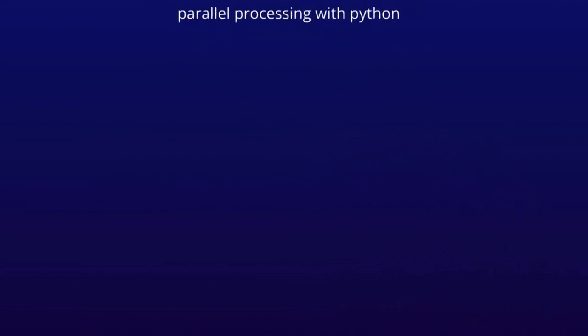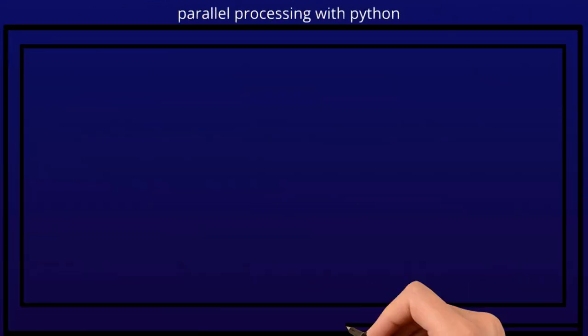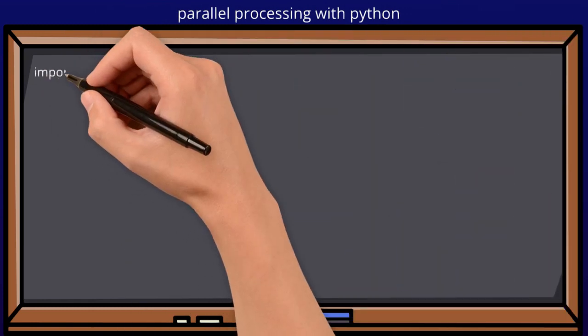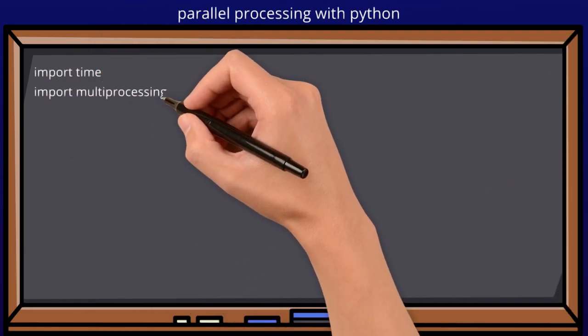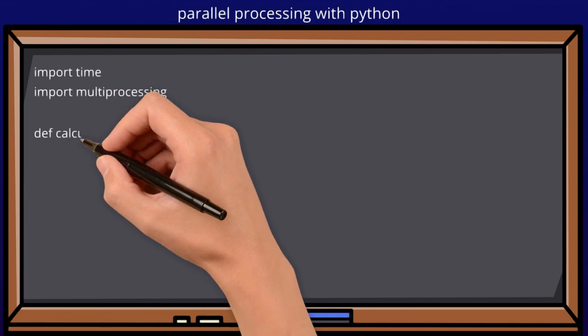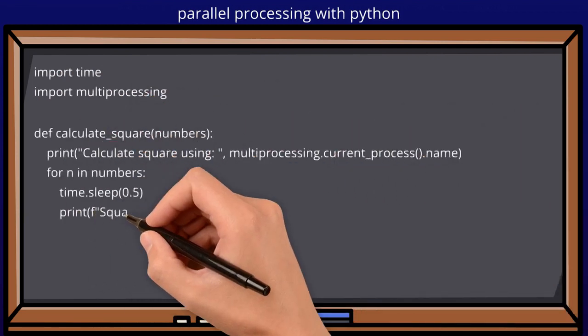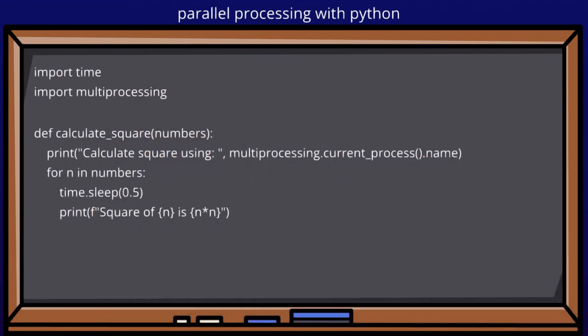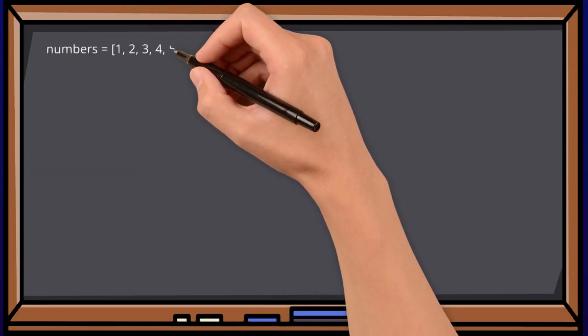Python has many ways to perform parallel processing. We will be using the multiprocessing library. First, we import time and multiprocessing. Then we create one function which will be performed by each process. In this case, we have calculate_square. It takes a list of numbers and prints the square of those numbers one by one.